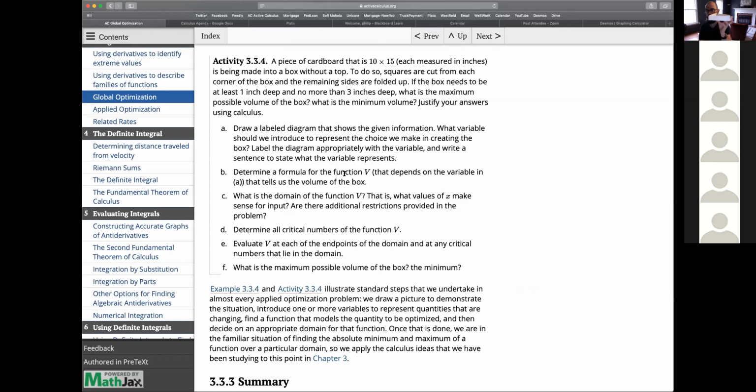We're creating one of these boxes, and what we want to do is optimize the volume of such a thing. So how do I find the maximum volume of such a box, and how do I find the minimum volume of such a box? What we need to do is set up some parameters, and then we're going to use some calculus. So what was the first step that we did for the triangle square problem? What was step one?